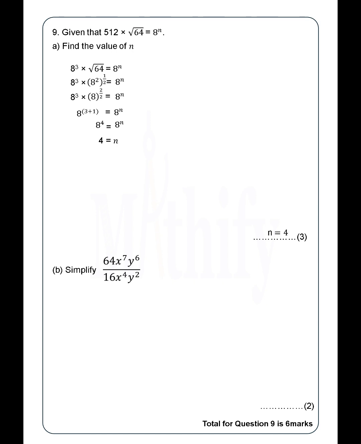Part B, 64 x to the power of 7, y to the power of 6, divided by 16 x to the power of 4, y squared. So that can be split into 3 different parts. Now we know that 64 divided by 16 is equal to 4. Now remember from laws of indices, if you divide the same base, you subtract the powers. So x to the power of 7 divided by x to the power of 4 means 7 minus 4, which is equal to 3, and 6 minus 2 is equal to 4. So the final answer is 4x cubed y to the power of 4.